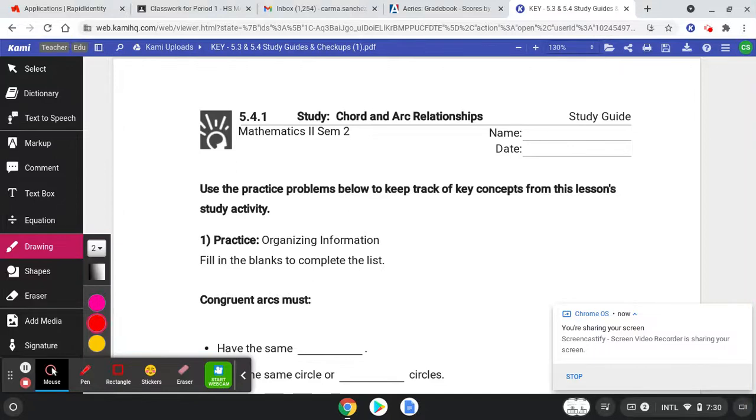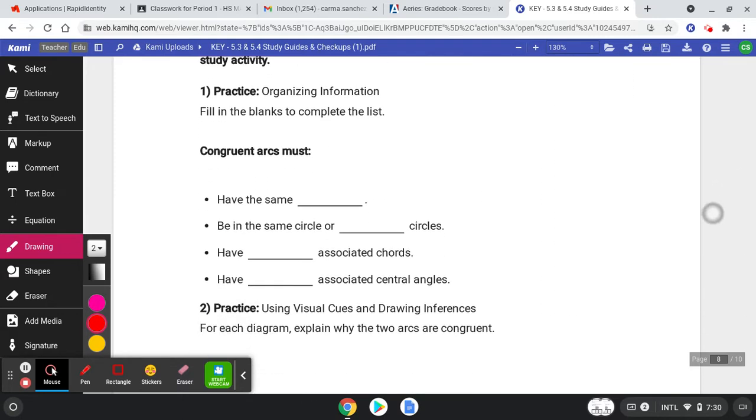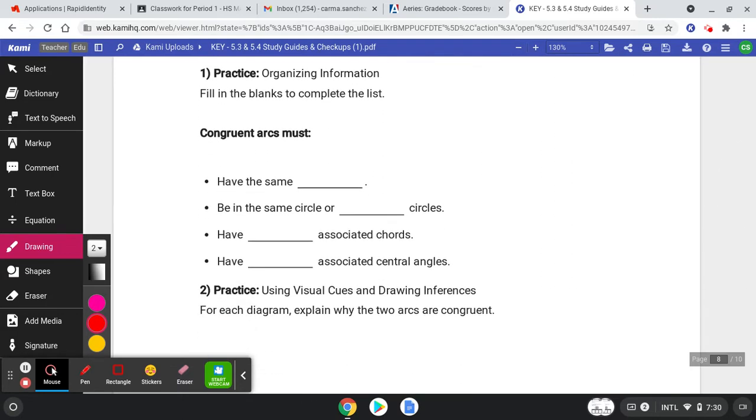All right, this is a nice short study guide here for number 5.4, and this is the study of the chord and arc relationship. So, congruent arcs must have the same measure. Now, real quick, remember that an arc is a curved part, with a starting point and an end point. It's the curved outside part of a circle in between two points.